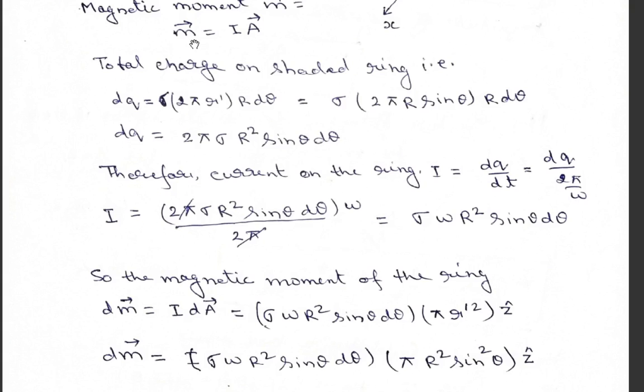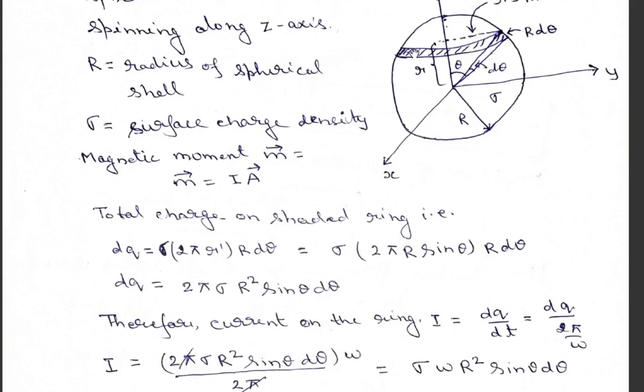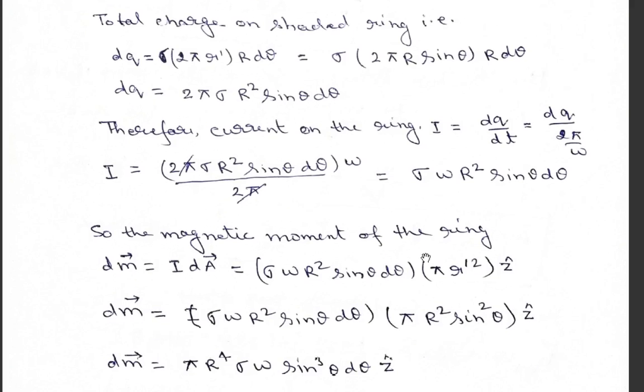So what will be the magnetic dipole moment? Let us say dm vector is the magnetic dipole moment due to a circular ring of thickness R dθ. The dm vector will obviously be along the area vector, so it is I times dA vector, where dA is the area of the circular ring and I is the current. The current is σ ω R² sin θ dθ, and the area of the circular ring is π r′². This circular ring lies on the xy plane, so the area vector is along the z direction, which is why I have written the z unit vector, where r′ is equal to R sin θ.